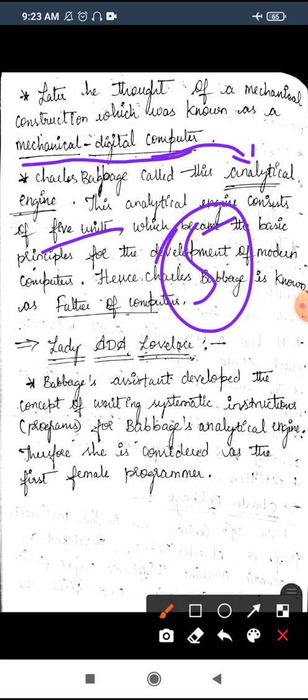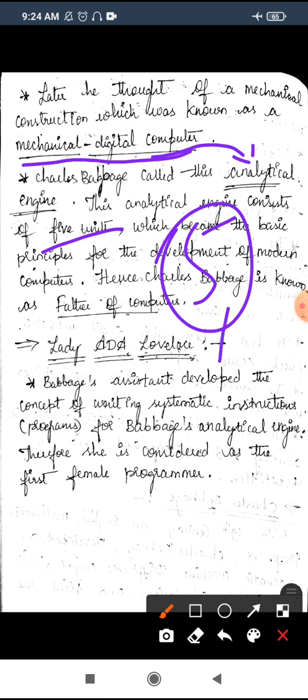So this led to the development of modern computers. Hence Charles Babbage is also known as the father of computers. Why? Because the analytical engine consists of 5 units, which became the basic principle for the development of modern computers. So only Charles Babbage is called the father of computers. This is regarding Charles Babbage's computer.